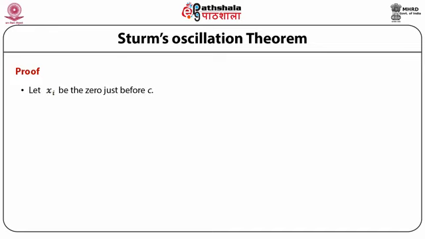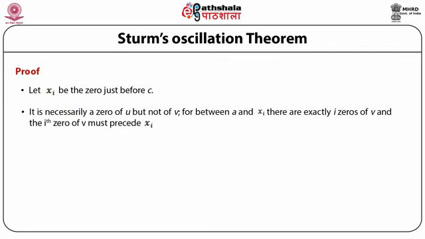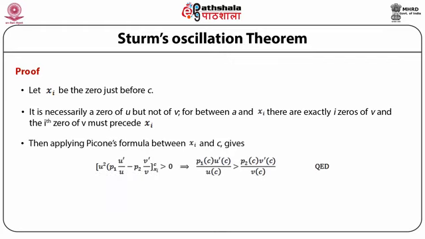Let xi be the zero next before C. It is necessarily a zero of u but not of v. For between a and xi, there are exactly i zeros of v and the ith zero of v must precede xi. Then by Picone formula applied between xi and C, we get within the square brackets u squared multiplied by (p1 u'/u minus p2 v'/v), with the limits xi to C, is greater than 0, which implies p1(C) u'(C)/u(C) is greater than p2(C) v'(C)/v(C). Hence, the second comparison theorem is proved.